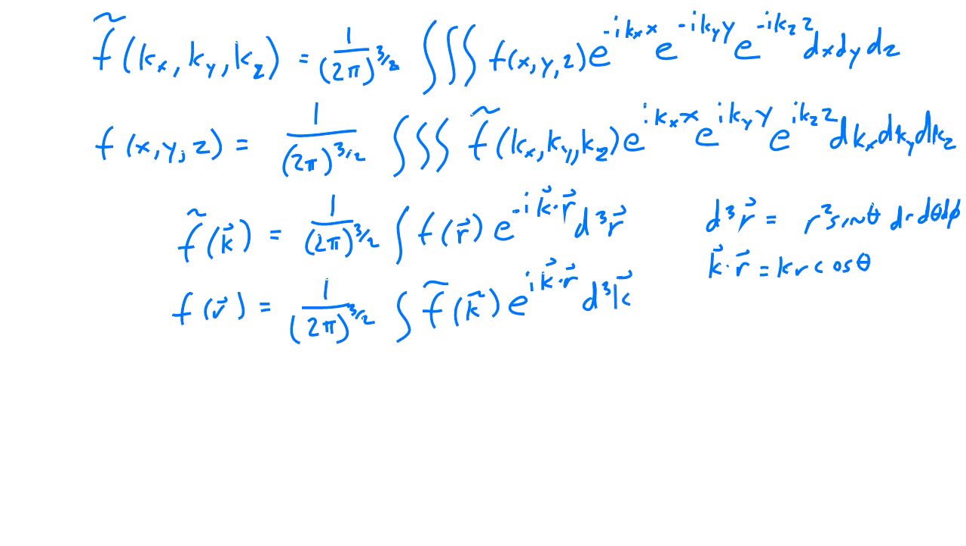And the delta function can also be rewritten as 1 over (2π)³ times the integral of the exponential e^(ik·r) d³k. And so you can see everything that we could do in one dimension, we can do in as many dimensions as we need to.